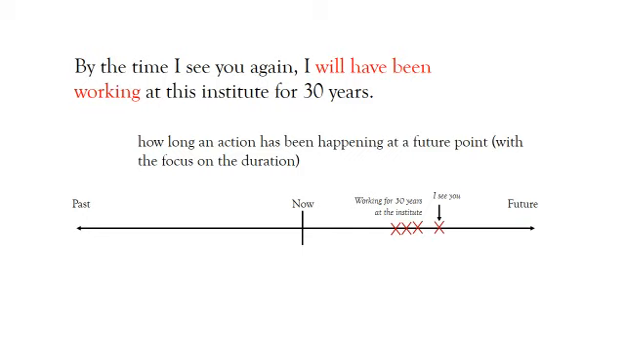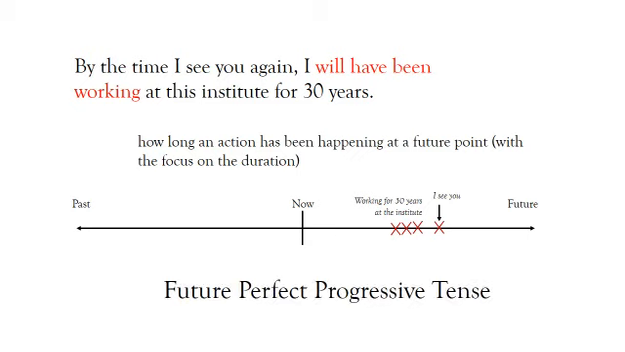So it's not about now. Maybe you have started working in the institute already, but we are talking about a future reference point. What is this reference point? I see you. By the time I see you again, which is in the future, you will have been working at the institute for 30 long years. You haven't been there for 30 years so far, but when I see you next time, you will have been there for 30 years. So both actions are in the future time. And this is an example for future perfect progressive tense.